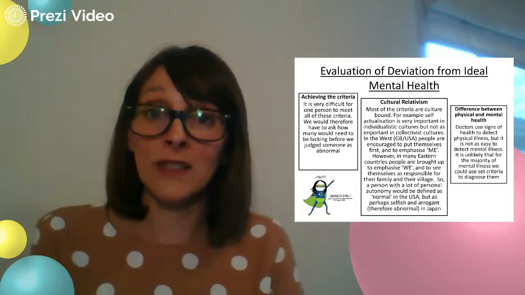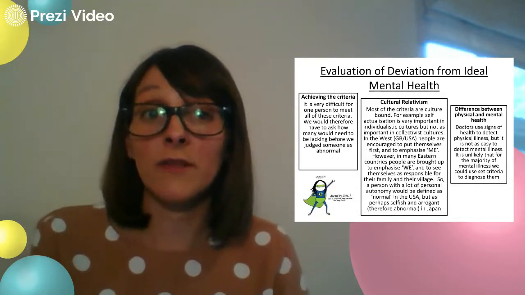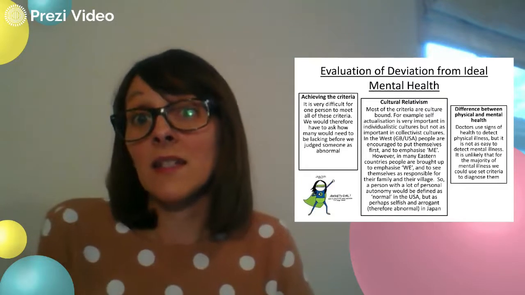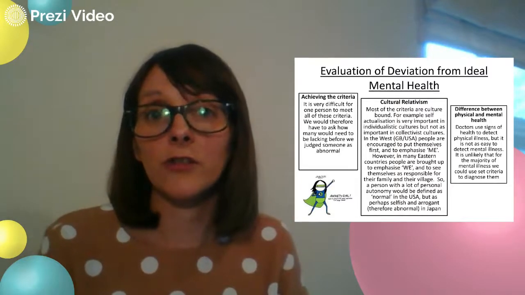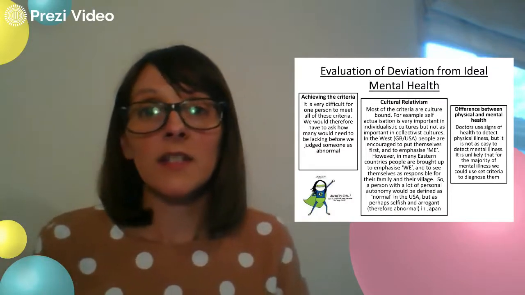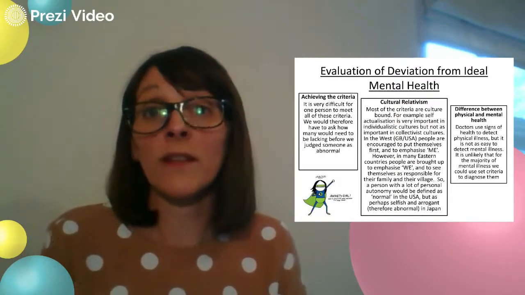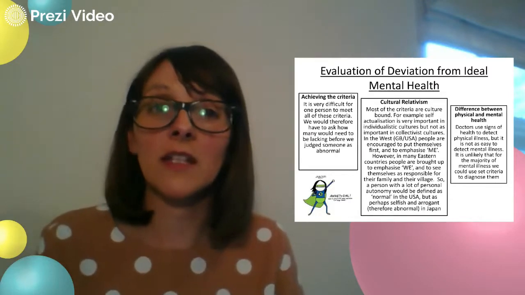Then we've got cultural relativism. So this is a common theme throughout lots of the definitions of abnormality. So what we see as ideal mental health differs across cultures. So just like failure to function, collectivist and individualistic cultures have very, very different ways of working. One's very supportive, the other's very individualistic.